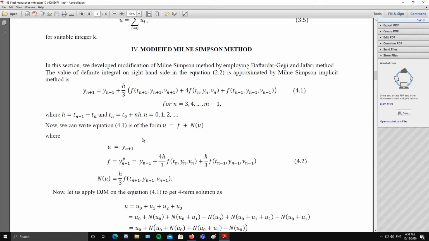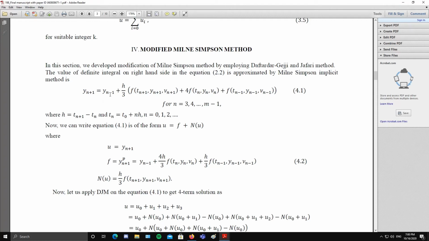So we have the equation u equals f plus n of u, the solution given by DJM. u is taken as y(n+1). f is the predictor value, f equals y(n+1) p, which is y(n-1) plus 4h by 3 of f of tn, yn, vn plus h by 3 of f of t(n-1), y(n-1), v(n-1), and n of u is the term h by 3 f of t(n+1), y(n+1), v(n+1). I repeat, this equation is expressed in the form u equals f plus n of u, where u is y(n+1) and f is y(n+1) p.